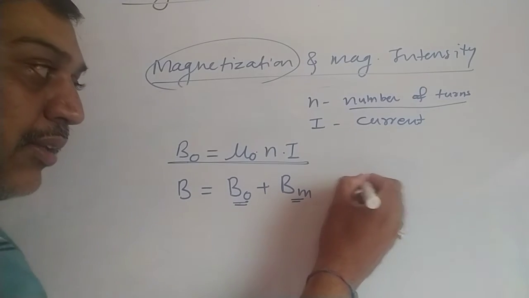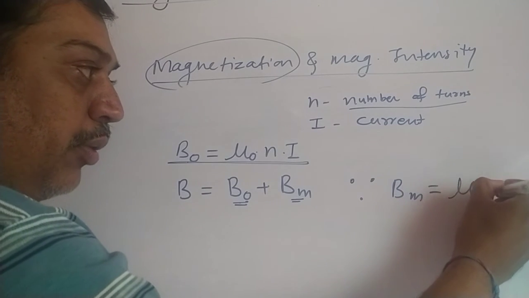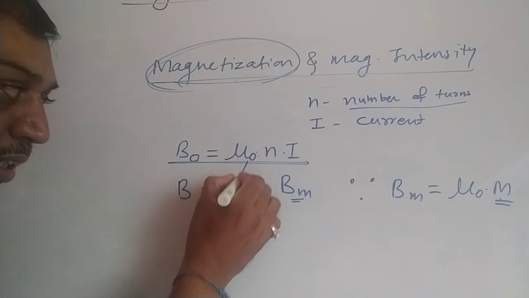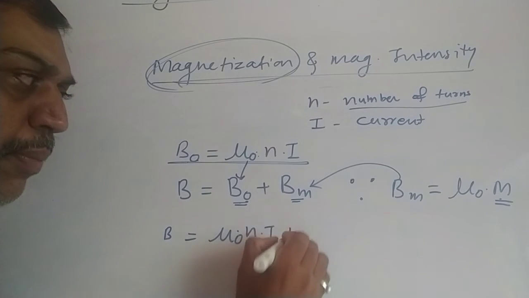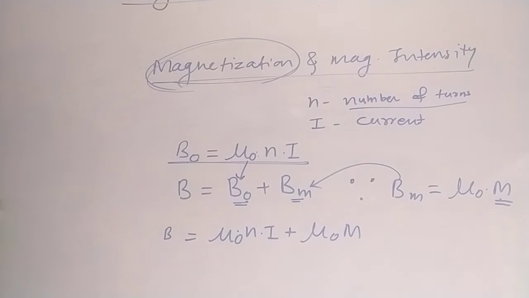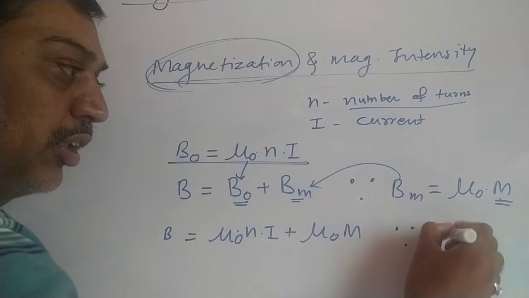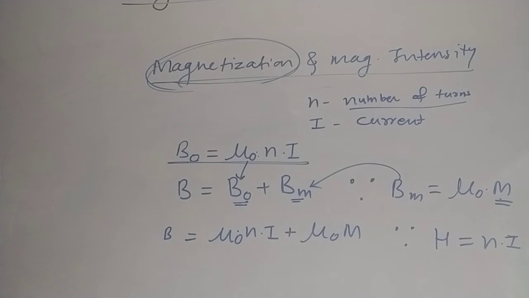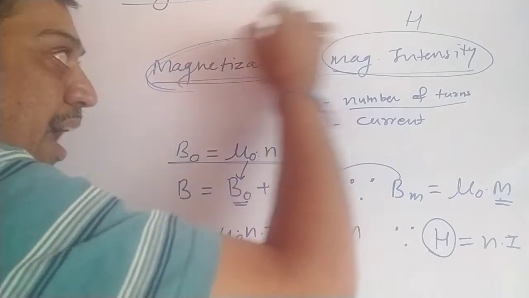Now this Bm has the value mu0 into M. This M is magnetization. So we can write this equation by putting B0 and Bm in. What we get is B equal to B0, that is mu0 n into I, plus Bm, which is mu0 into M. Now in this case, mu0 is common, so we can take it common. Here n into I, the number of turns into the current flowing through it, is represented by one letter, H, the magnetic intensity. So this is represented by H, and this is represented by M.